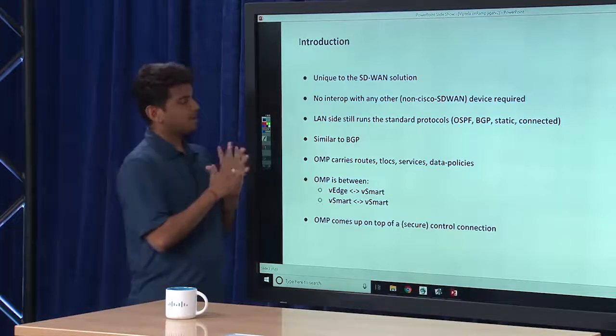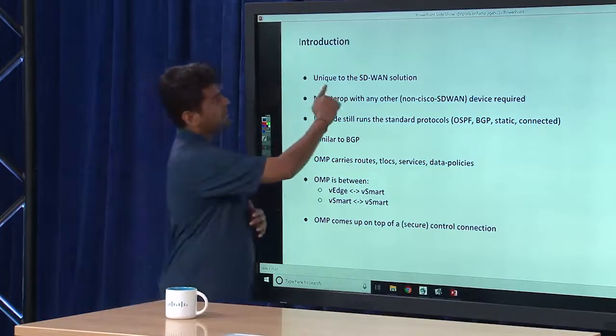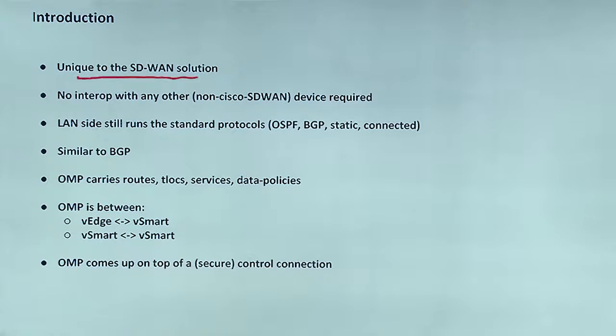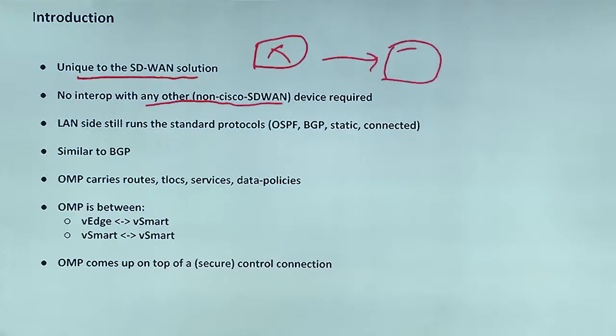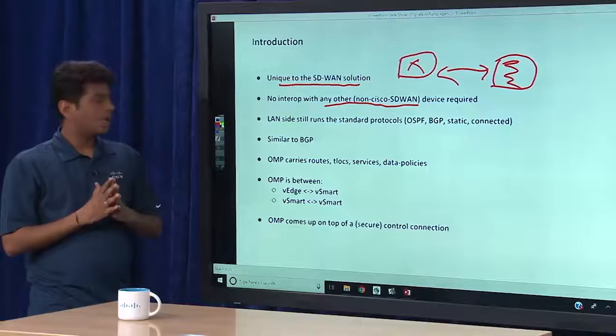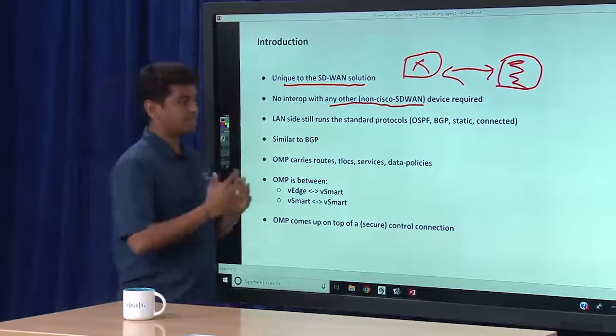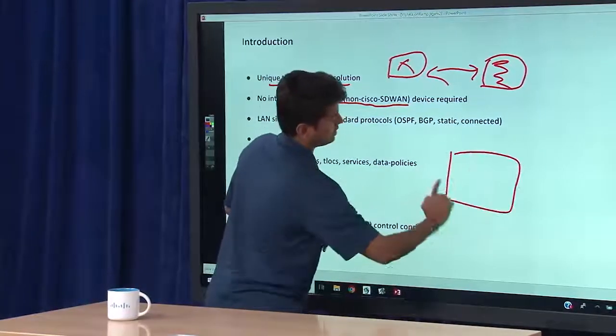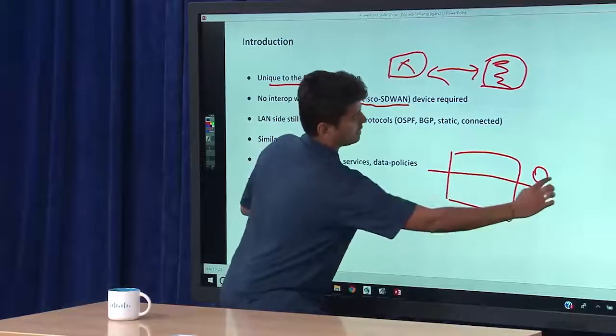So on the basic introduction part, OMP is unique to the SD-WAN solution. Unique meaning there's no interop required with any non-Cisco SD-WAN device. So say a device is running OMP on a Cisco edge, and there is some other third-party device. OMP will not be functioning between these two. OMP is unique to the SD-WAN solution itself. OMP runs on the WAN side. Let me just go over an overview of what is a WAN side.